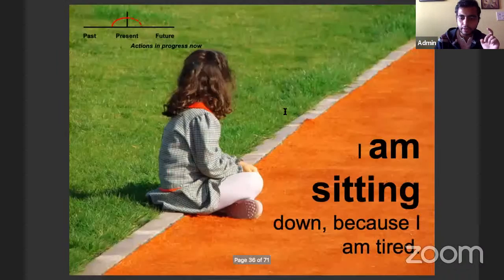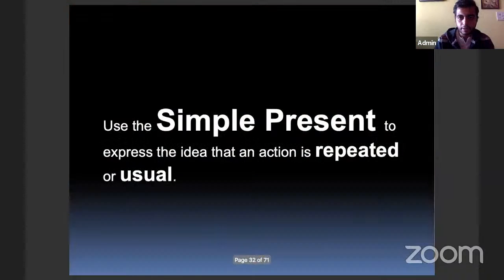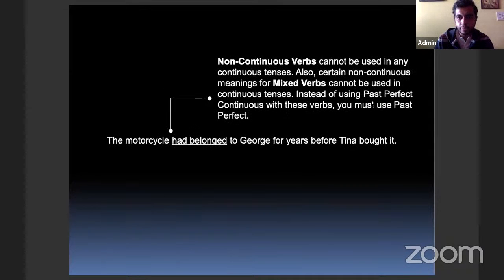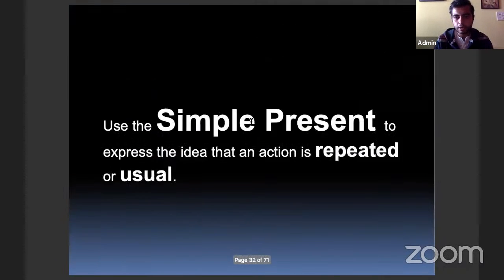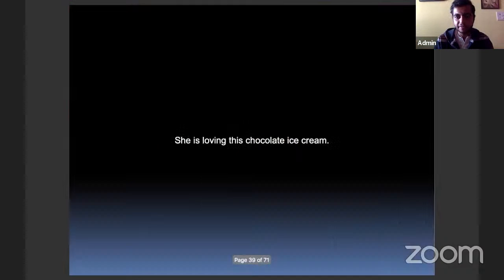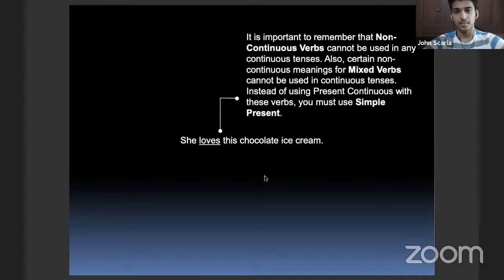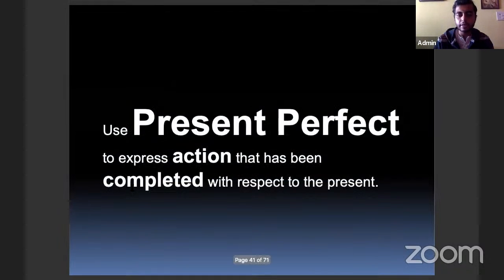I have to go back up again. Past perfect. Past perfect. So if this happened in the past, like if this is happening now, you say she loves this chocolate ice cream. But if this action of her loving this chocolate ice cream happened in the past, then what would you have written? She had loved this chocolate ice cream. Correct, correct.